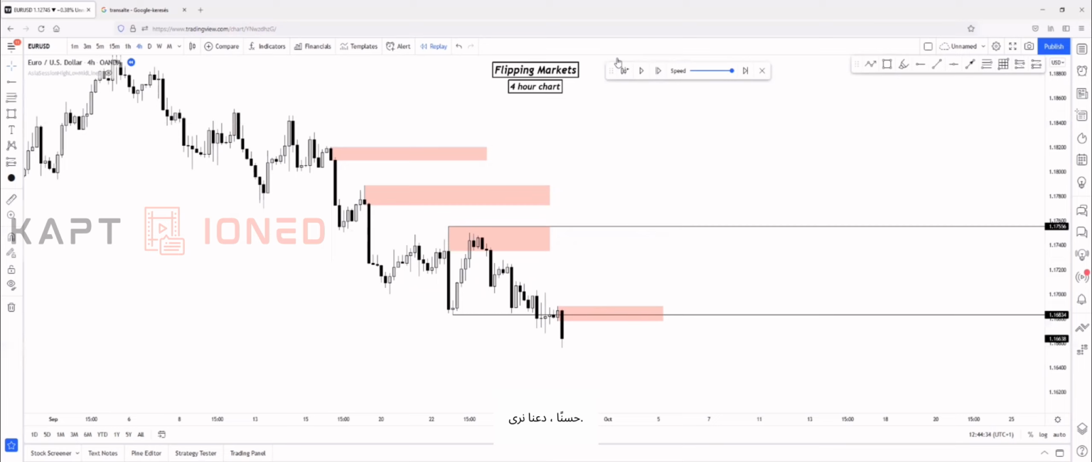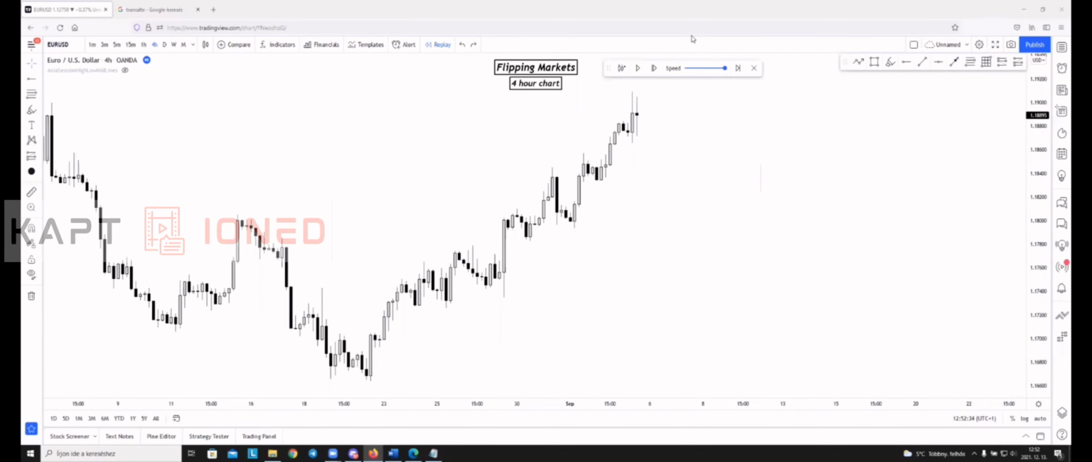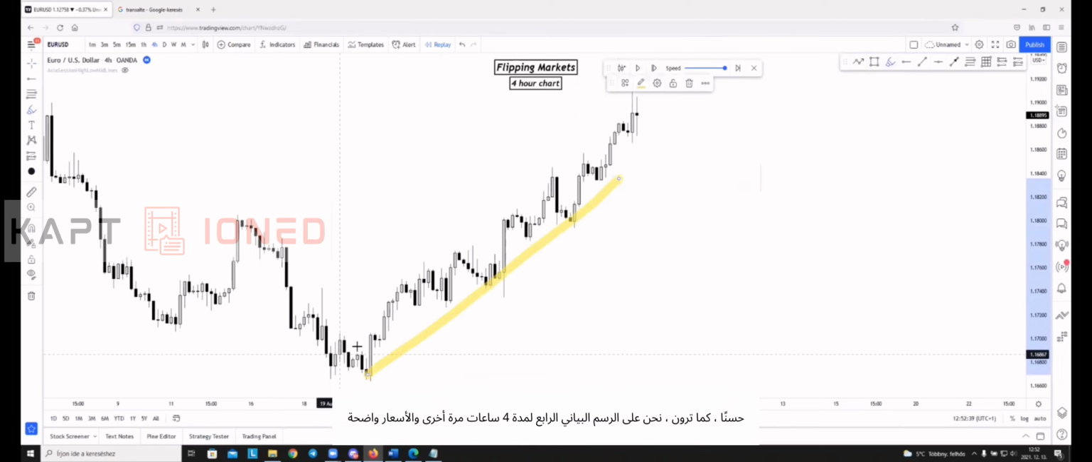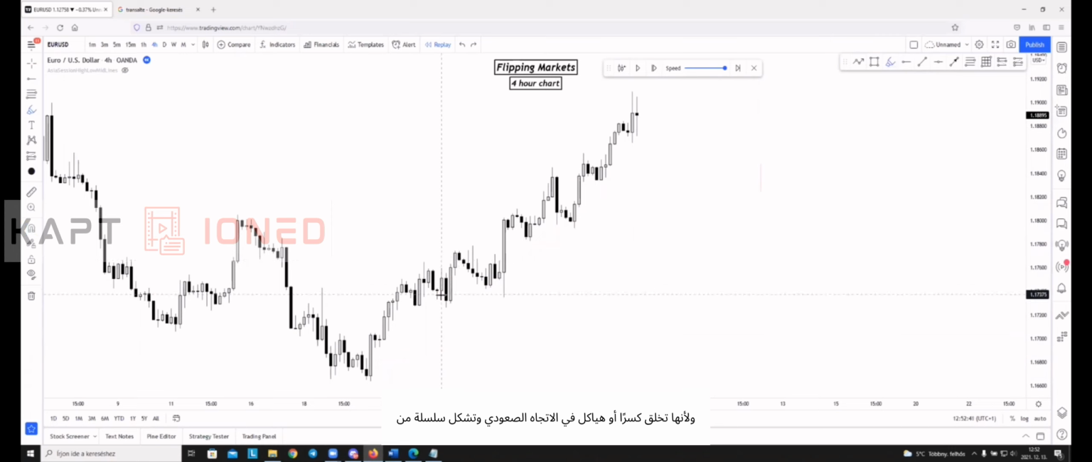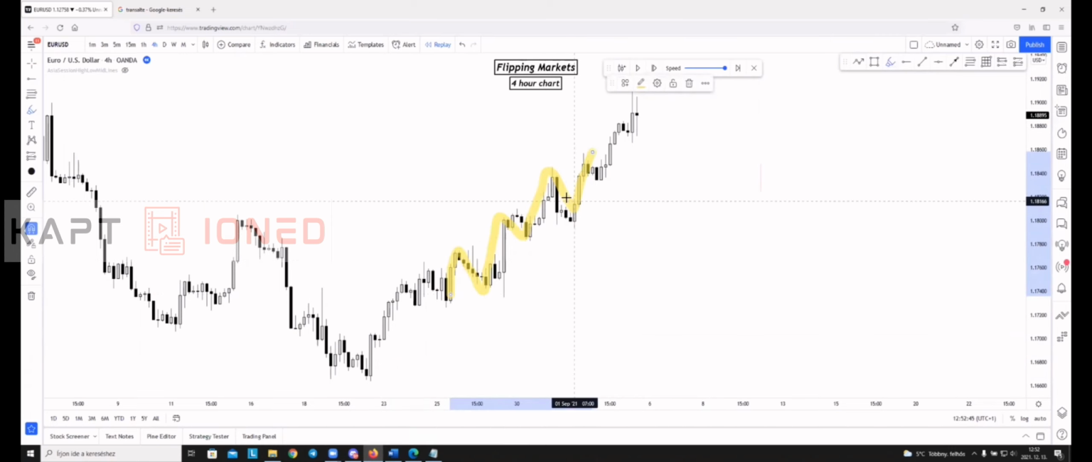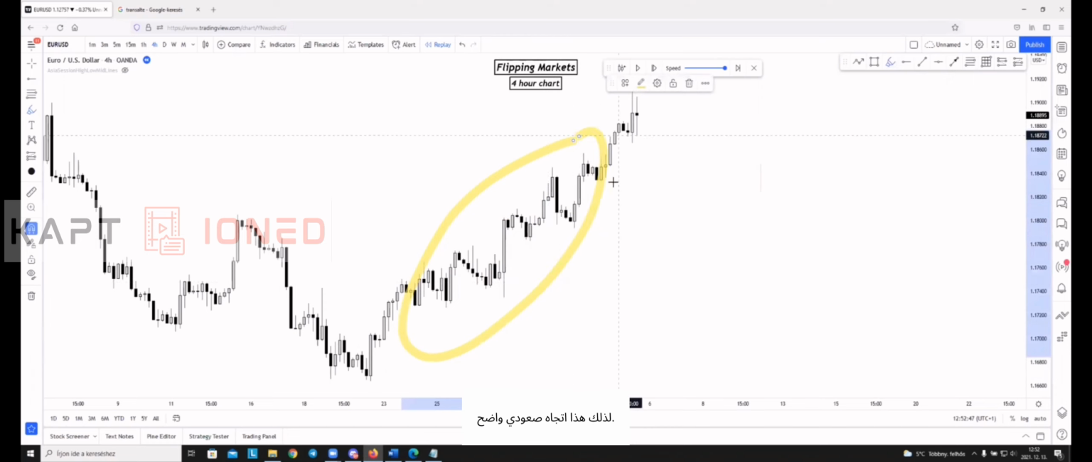Okay, let's see a demand zone example. Okay, as you can see, we are on the 4-hour chart again, and price is in a clear bullish trend because it's creating breaks of structure to the upside and forming a series of higher highs and higher lows. So this is a clear bullish trend.